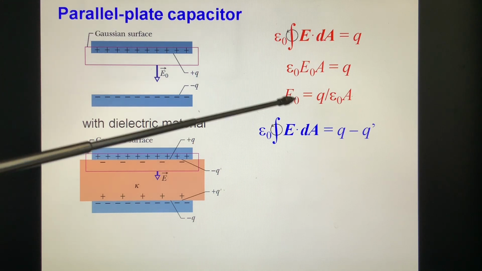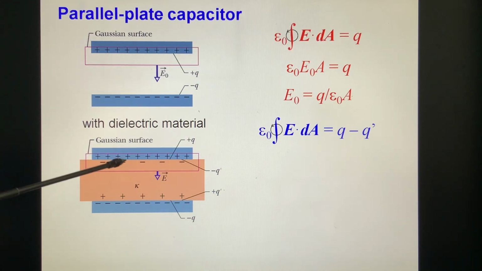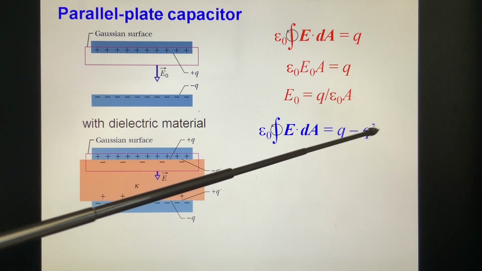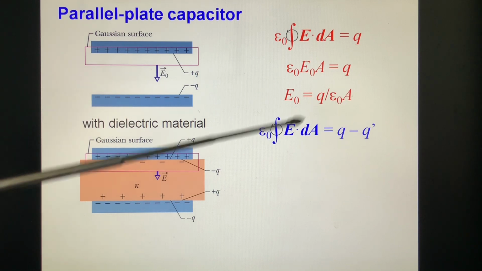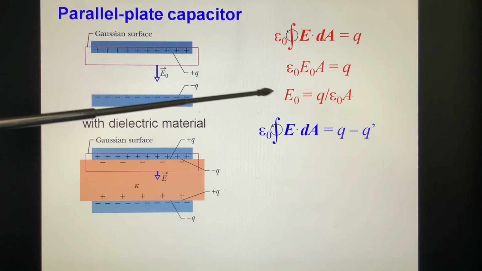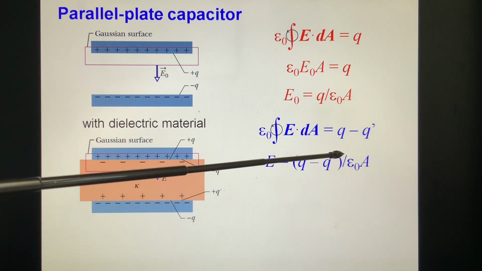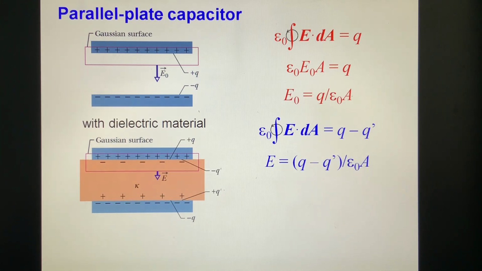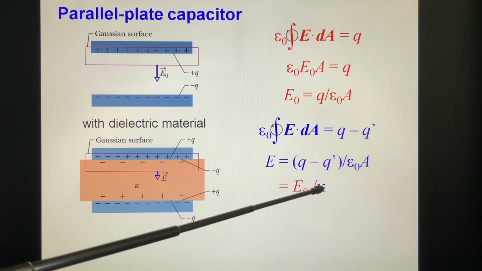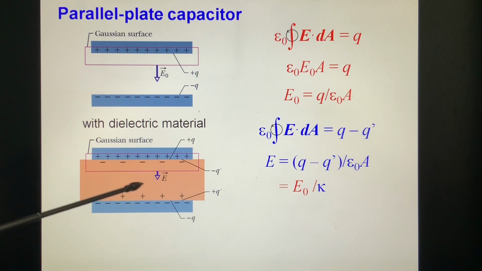First, we write the equation. The Q inside this Gaussian surface is different: free charge plus induced charge. Actually they are of different sign, so this is Q minus Q prime. And similar to this one, we get the equation E equals (Q minus Q prime) over epsilon 0 A. I'm not going to repeat it. And then we find by experiment that this E equals E0 over kappa, reduced by a factor of kappa.